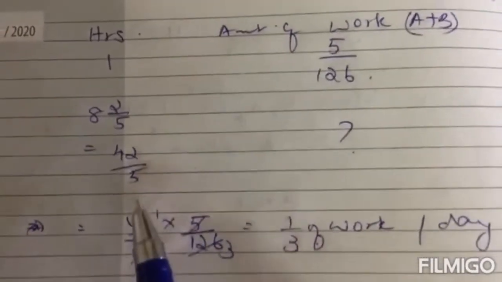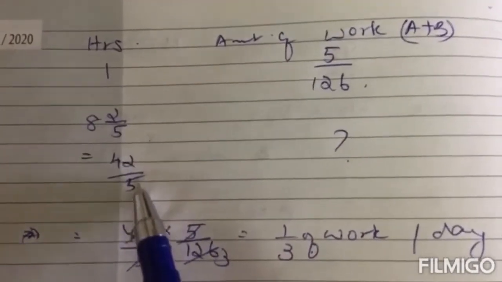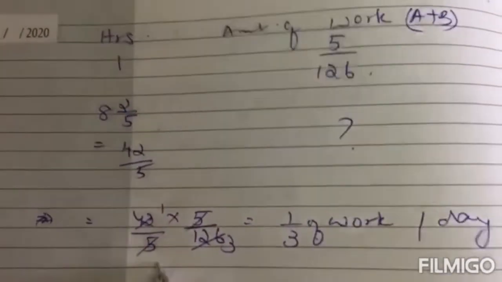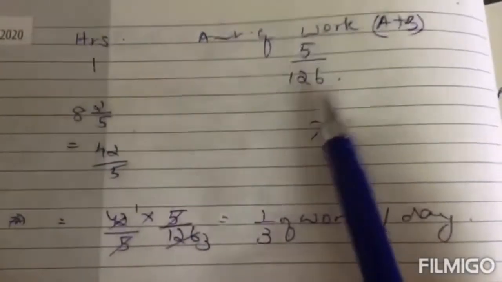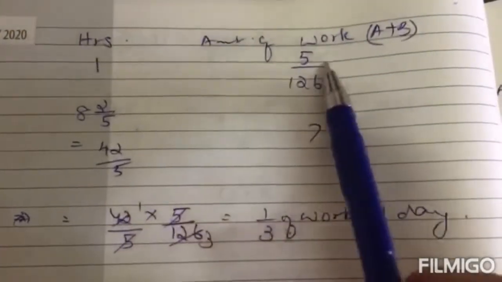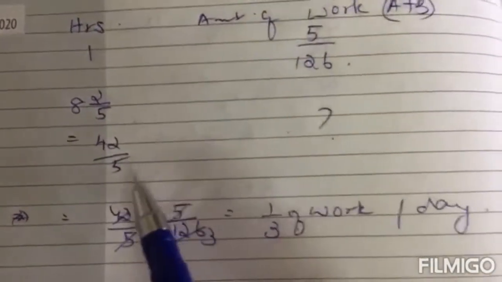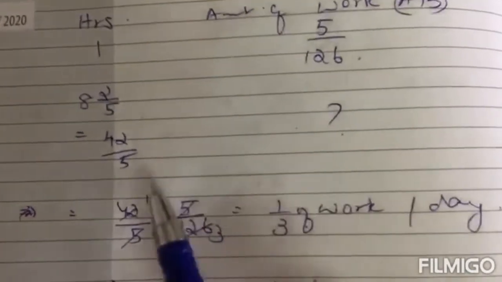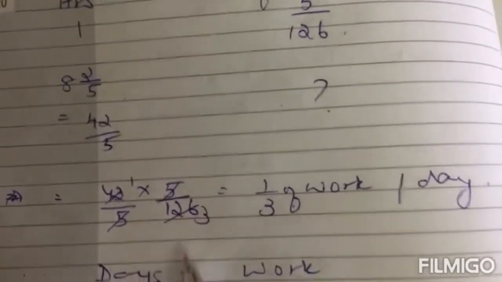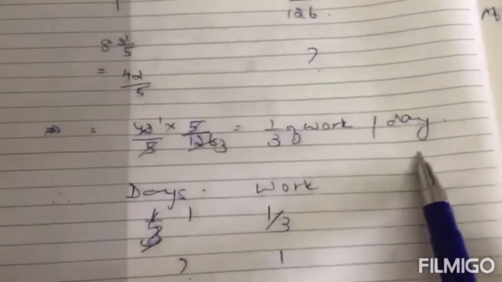8 and 2 by 5 can be written as 42 by 5. It is nothing but 42 by 5 into 5 by 126. In 1 hour, they do this much work. So in 42 by 5 hours, how much work will they do? It is direct proportion. So if the hours increase, work should also increase, right? So it is 1/3 of the work per day.